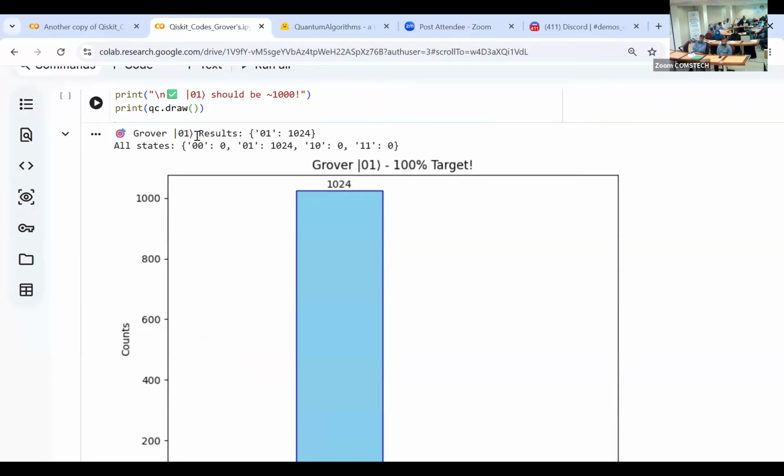So the Grover's algorithm circuit is perfectly executed. Now there are a number of counts showing how many states are in the outcome. The 0,0 state is almost equal to 0 times. The 0,1 state, which we need, is amplified 1,024 times. The 1,0 state is also with 0 probability. The 1,1 state is also going with 0 probability.